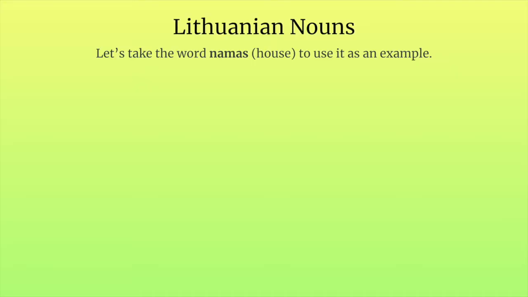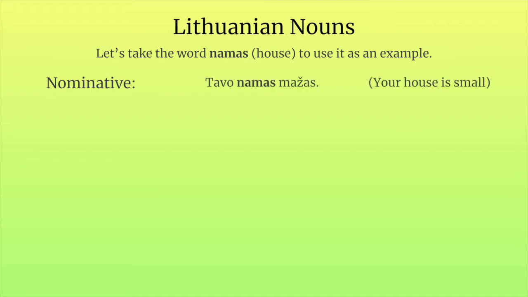To visualize Lithuanian nouns, let's take the word namas, which means house, and use it as an example for all the grammatical cases. So the first case we'll look at is the nominative case. The nominative case names something. Tavo namas mažas, your house is small. It can be thought of as the home base for the grammatical cases.